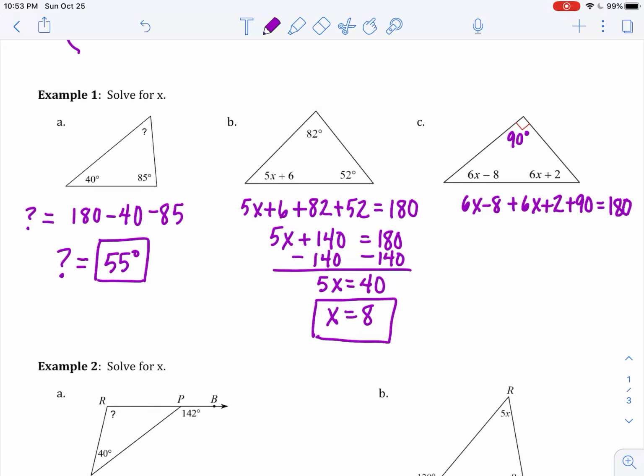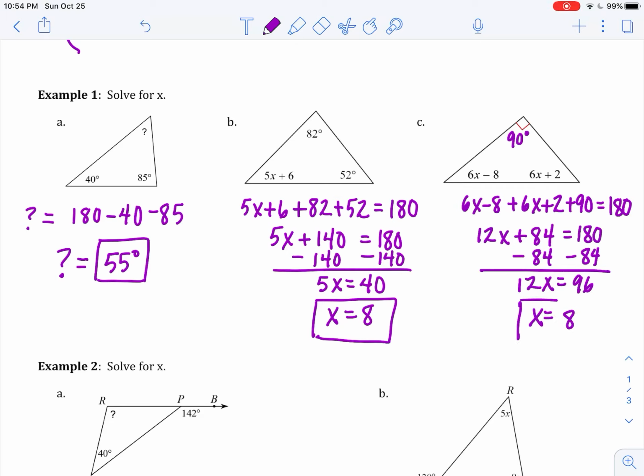They'll add to 180. Again, if you combine your like terms, you'll get 12x, and then we'll have a minus 6 plus a 90. So that's going to give us plus 84 equals 180. If we subtract 84 from both sides, we're going to get 12x equals 96. If you divide by 12, our x will equal 8. Looks like I like 8, so we got 8 in both the example 1b and 1c.